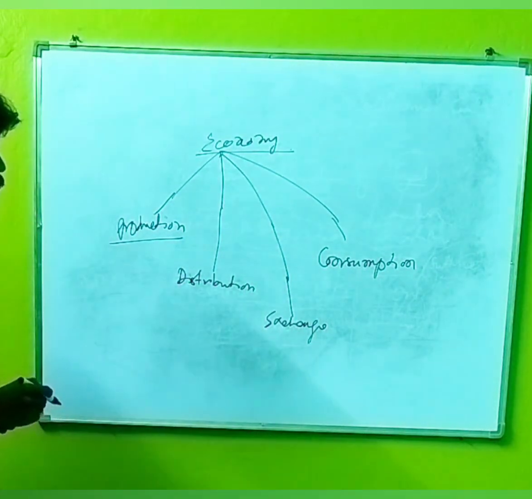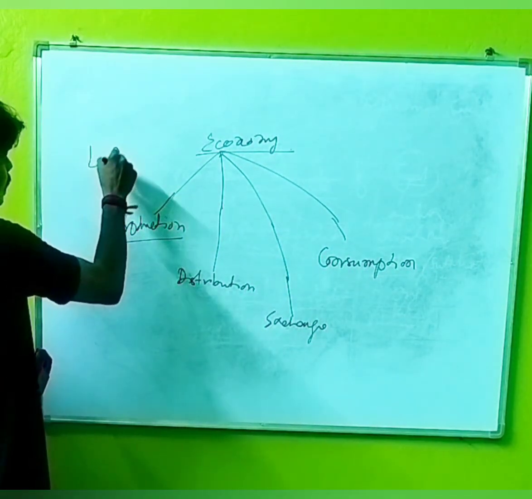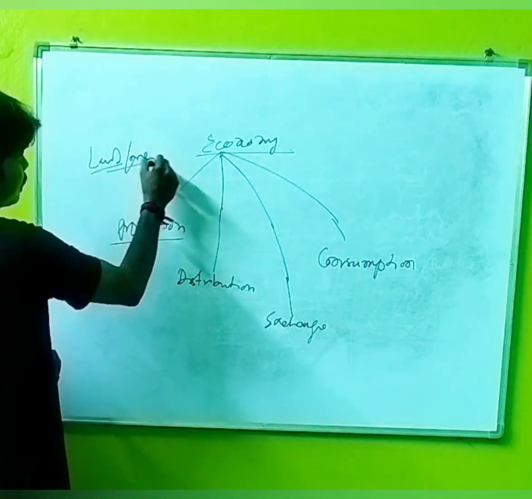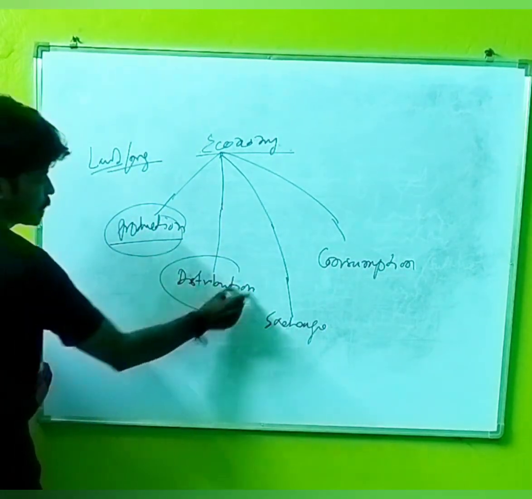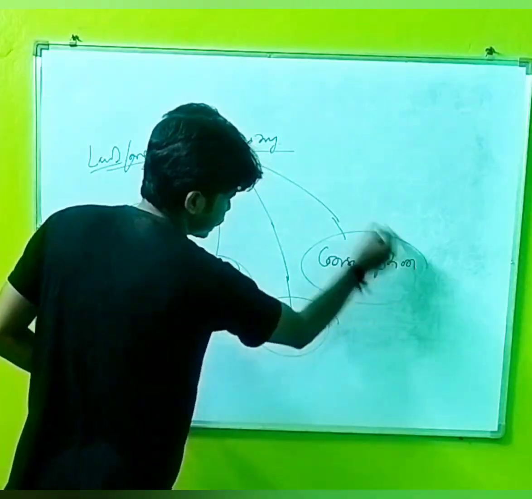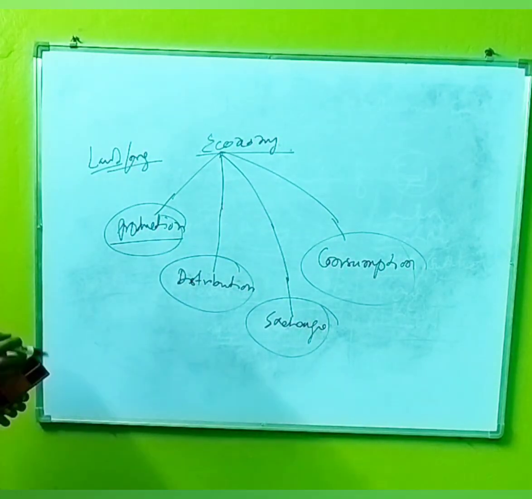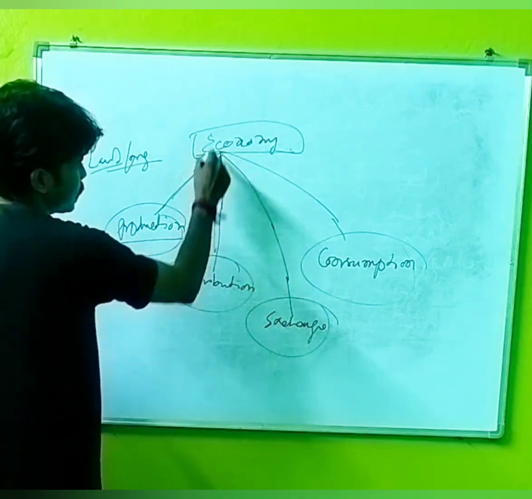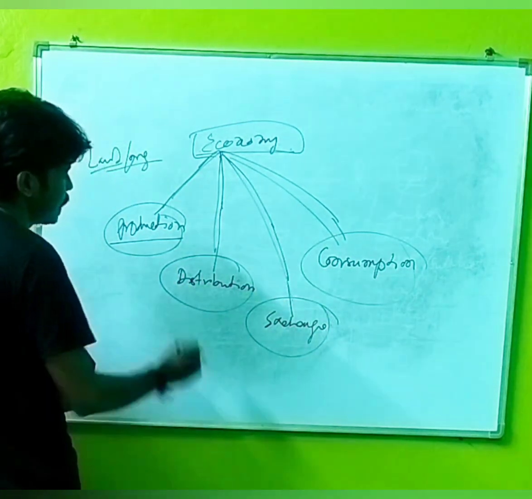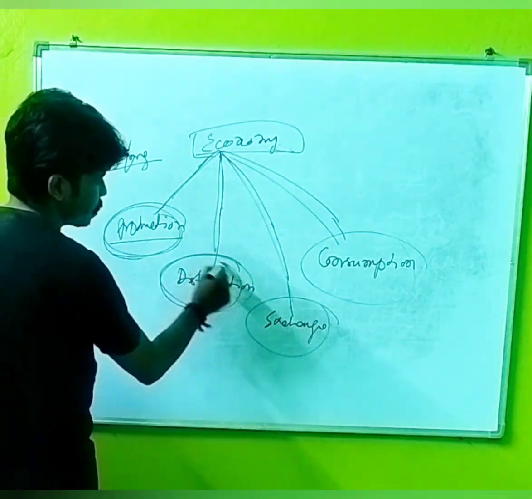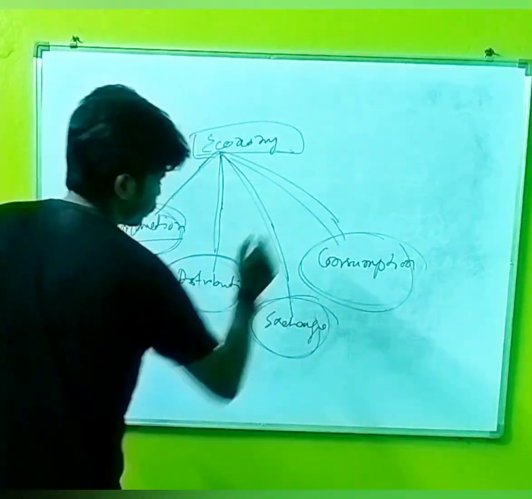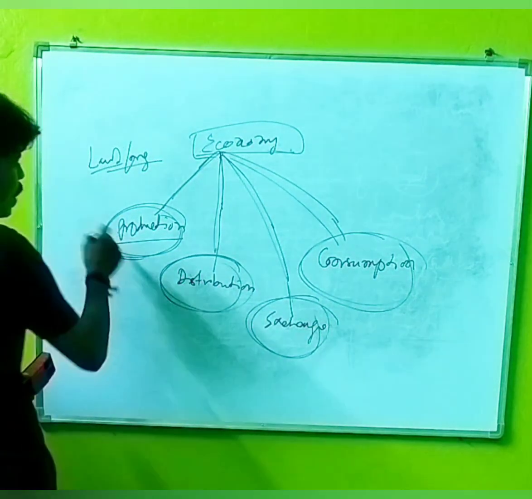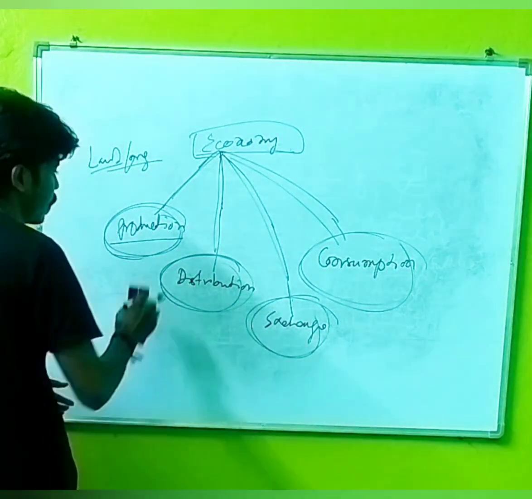Consumption. So in a certain land, in a certain organization, if these four things are happening simultaneously, then that's the economy. So in an economy, we have these four things happening simultaneously: production, distribution, exchange, and consumption. Now, what are the stakeholders of these things? We'll look into it.